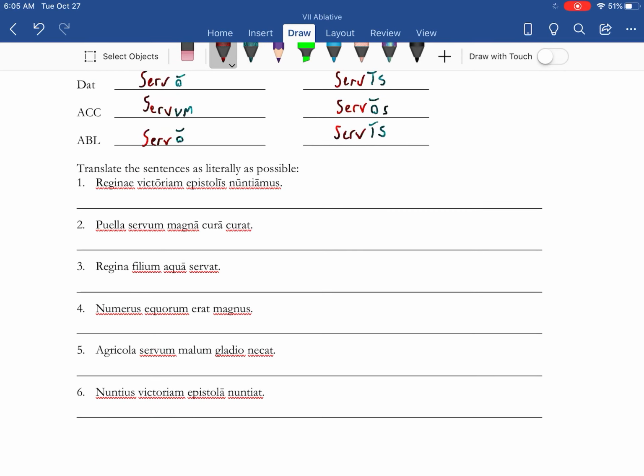Alright, so I'll take you through the first sentence, then after that, pause and try to rest on your own or work alongside with me. Nuntiamus is one of those dative verbs, we announce. Alright, so my accusative is right there. We announce the victory to the queen, Reginae. By letters or with letters.